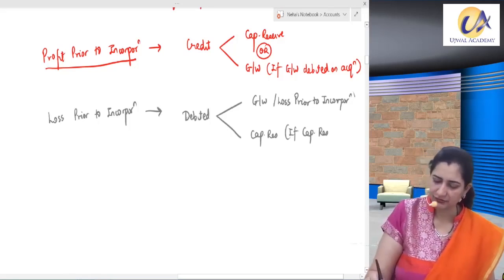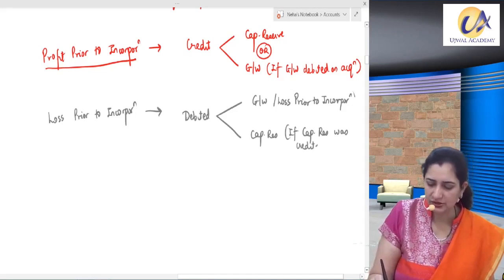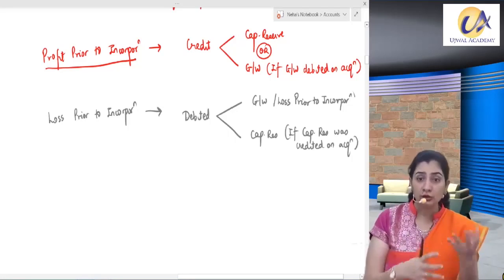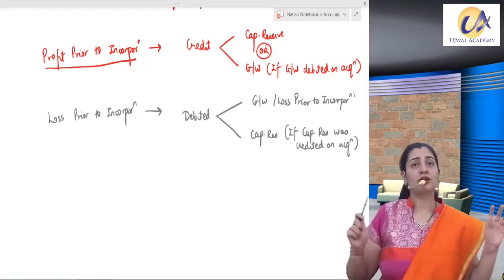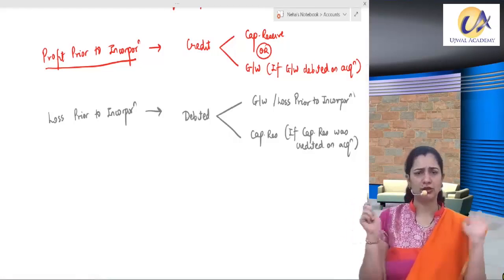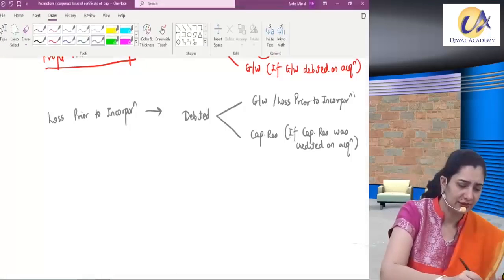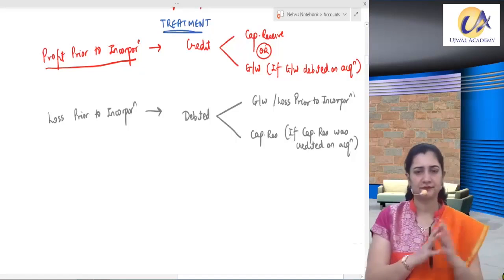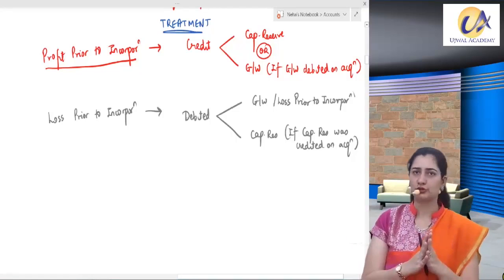if capital reserve was credited on एक्विजिशन जब बिजनेस अक्वायर किया उस टाइम पे अगर तुमने कैपिटल रिजर्व बनाया था, तो उसको ही डेबिट कर दो, और अगर कैपिटल रिजर्व नहीं बनाया था तो गुडविल को डेबिट कर दो. ये है मेरा फाइनल ट्रीटमेंट. दिस इज योर ट्रीटमेंट. आई होप दिस इज क्लियर. Surely, I think अच्छे से you have understood, okay?